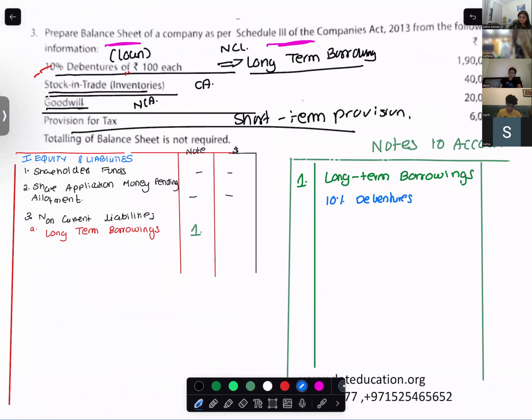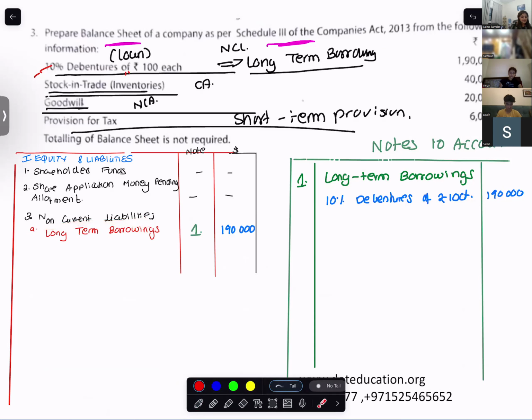What is the long-term borrowing? I'm writing: 10% debentures of rupees 100, 1,90,000. And this 1,90,000 I will write over here. Are you with me? Roman number 1, equity and liabilities. Number 1, shareholders funds. Number 2, share application money pending allotment. Number 3, non-current liabilities.